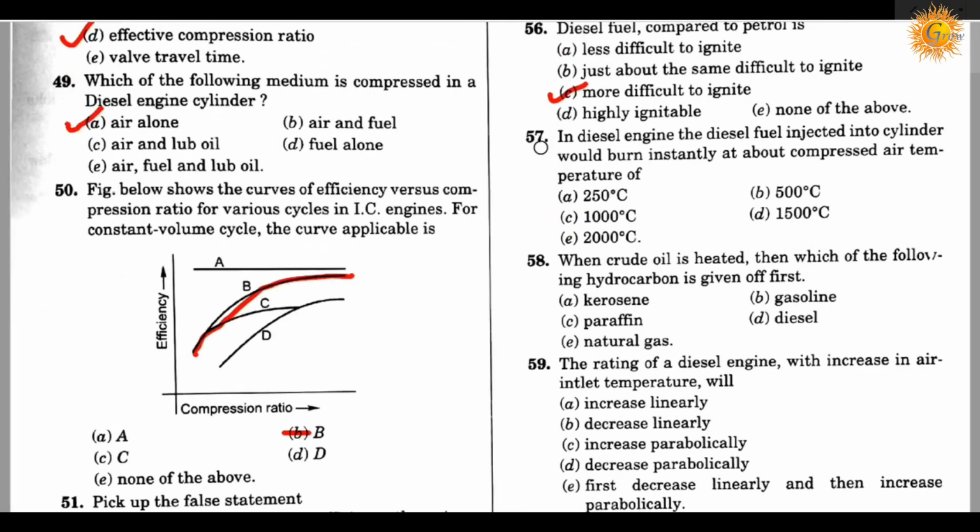Question number 57. In diesel engine, the diesel fuel injected into cylinder would burn instantly at about compressed air temperature of option A, 250 degrees centigrade, option B, 500 degrees centigrade, option C, 1000 degrees centigrade, option D, 1500 degrees centigrade, option E, 2000 degrees centigrade. So the correct answer is C. It will be 1000 degrees centigrade.